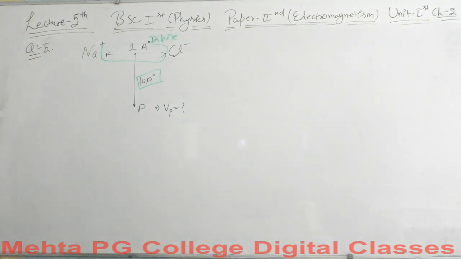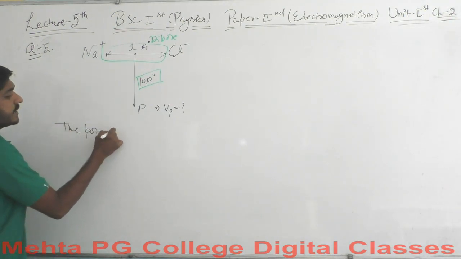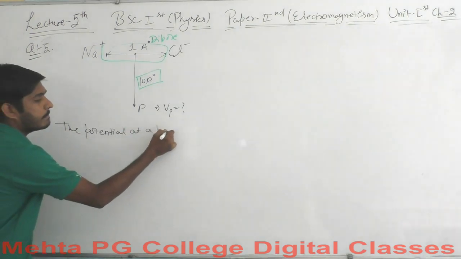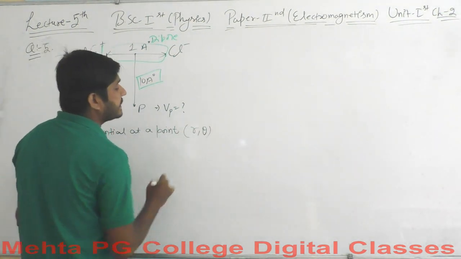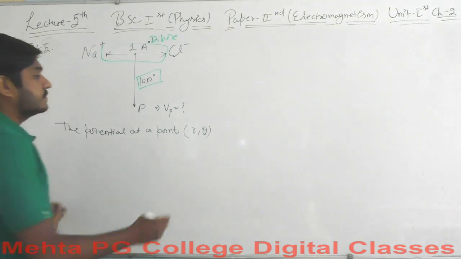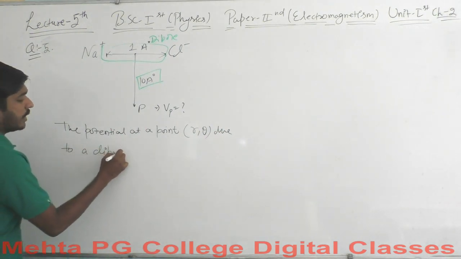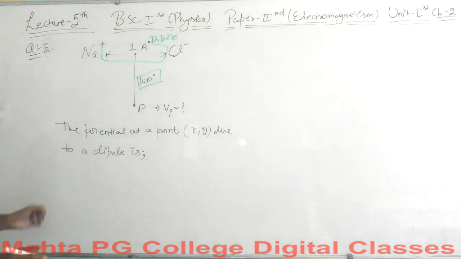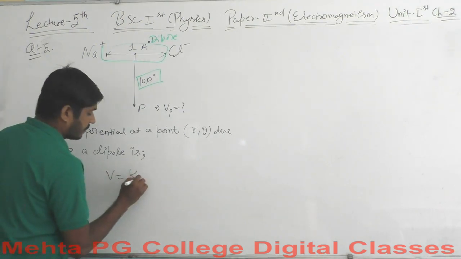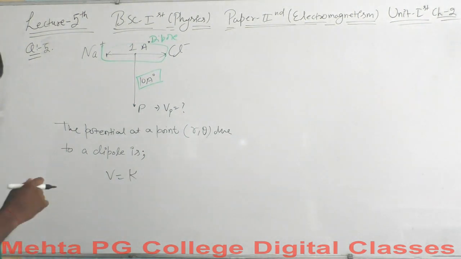So the value of potential at a point which has the coordinates r and theta due to a dipole is given by: the value of potential V is equal to Kp cos theta over r squared.